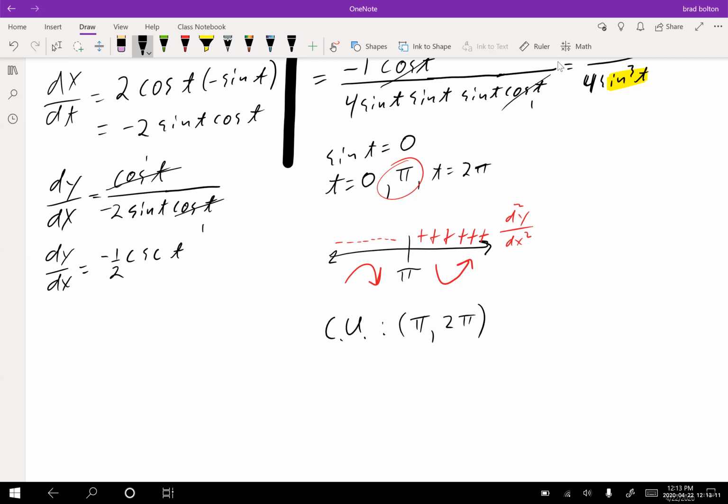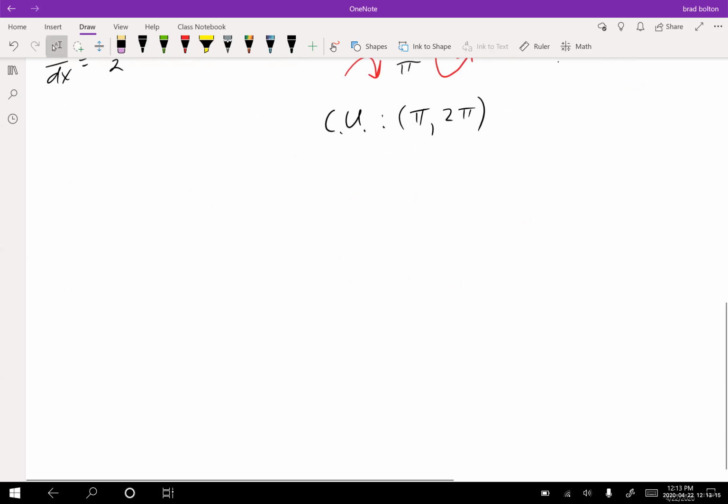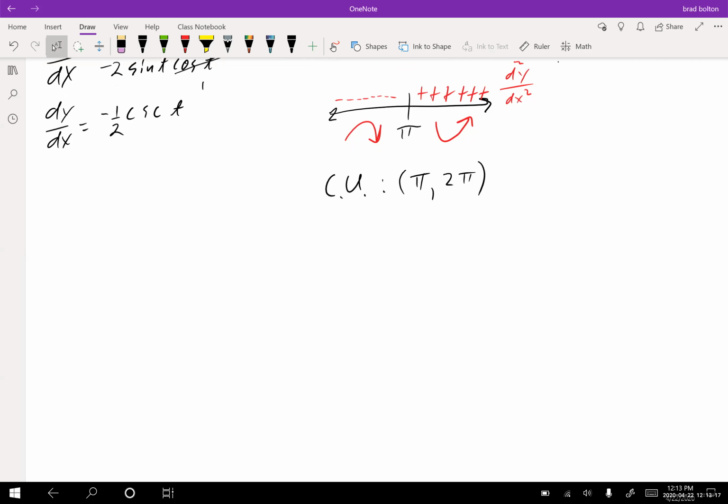Okay, let's see here. Do we want to try this other one? Let's take a look at this one. I think I have another good one for you guys. So let's look at example 2.